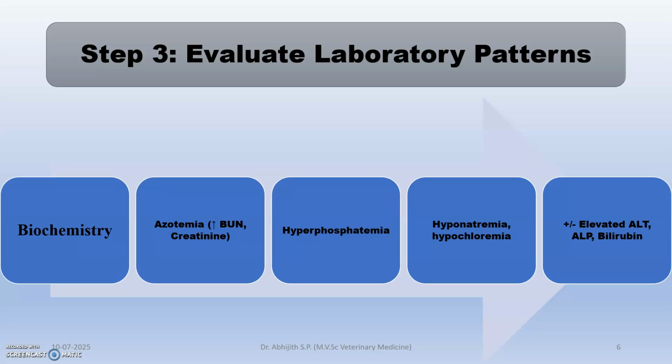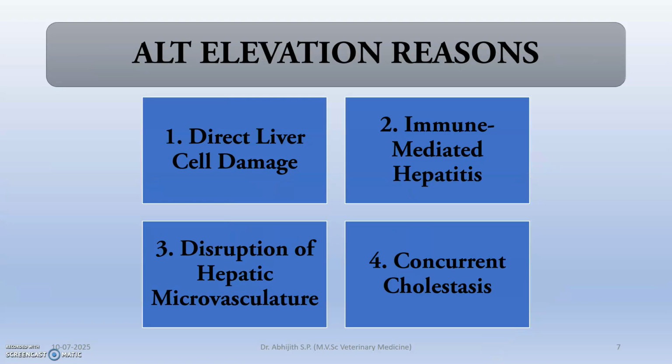Hyponatremia and hypochloremia are actually not very commonly evident in the case of leptospirosis. But elevated ALT, ALP, and bilirubin levels will be seen in the initial leptospiremia hepatic stage.